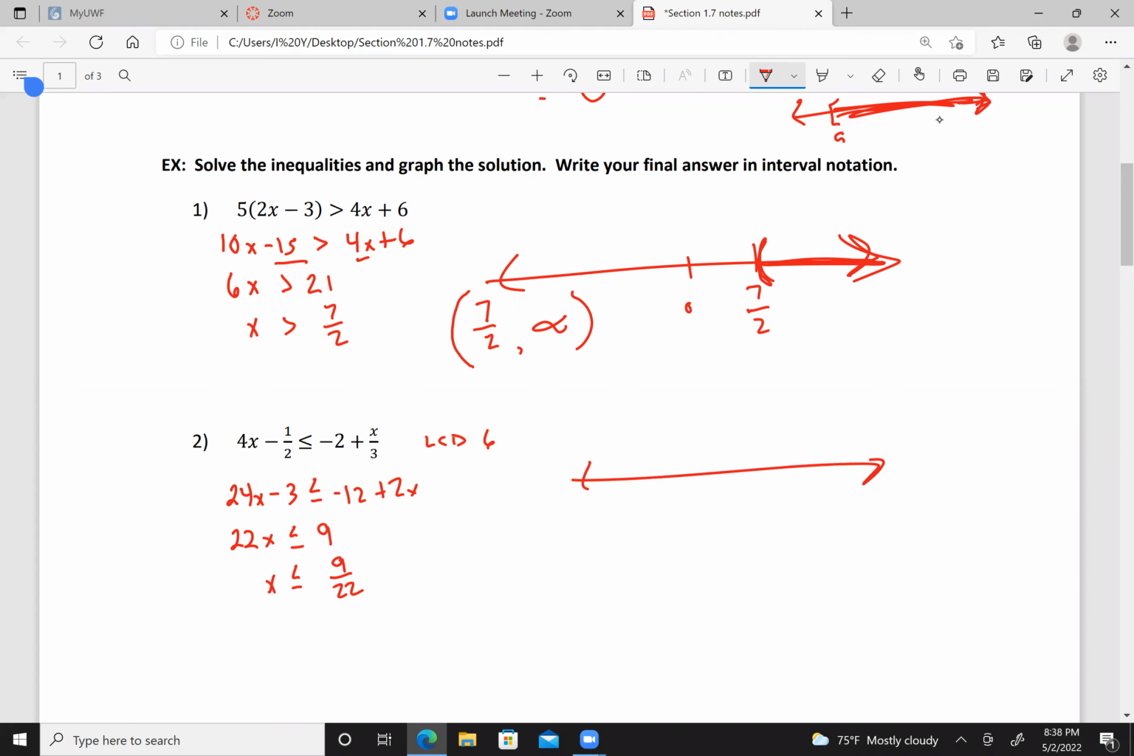Again, looking at our graph, 9/22. Now we have less than or equal to. So we use our bracket and we go less than. Again, our lowest value here is negative infinity, so we use the parentheses. And our highest value is 9/22, and it is included.